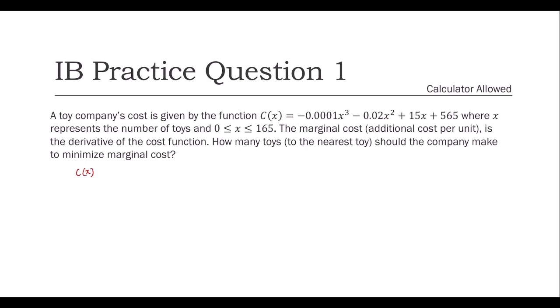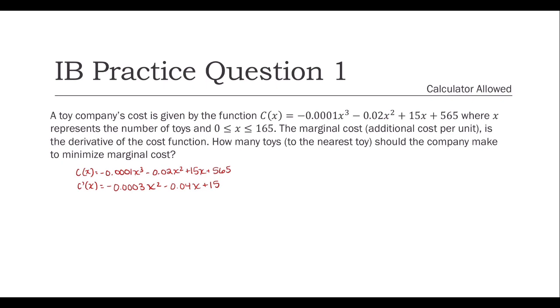So our cost function is negative 0.0001x cubed minus 0.02x squared plus 15x plus 565. So the function we're optimizing is the derivative of that. So 3 times negative 0.0001 is negative 0.0003, then it's x squared, minus 0.04x plus 15. So this is the function that we're going to optimize.